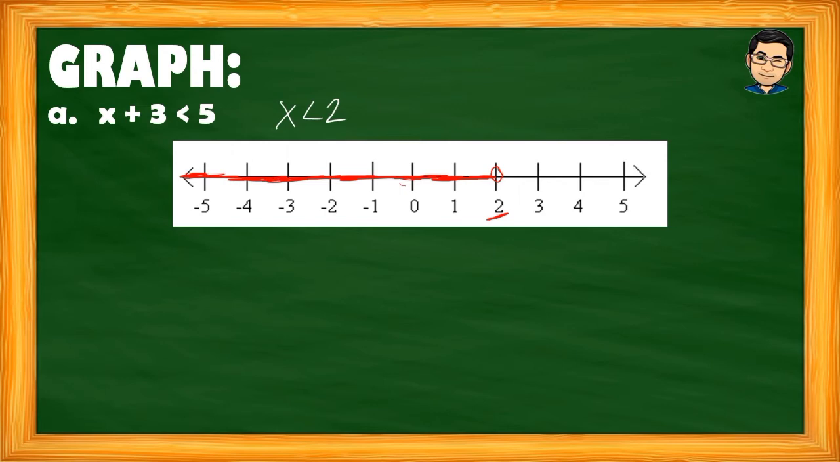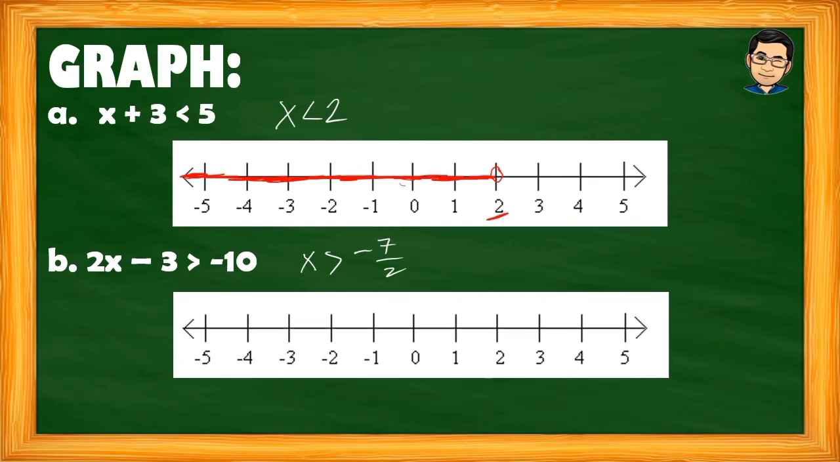Okay? Next, 2x minus 3 is greater than negative 10. So, yung solusyon naman natin kanina dito is x is greater than negative 7 over 2. So, pwede nating i-simplify yung negative 7 over 2 as x is greater than negative 3.5. So, i-divide natin yung negative 7 sa 2, that is negative 3.5. So, i-locate natin yung negative 3.5. Nasa pagitan po siya ng negative 4 and negative 3. Okay, so ito po siya.